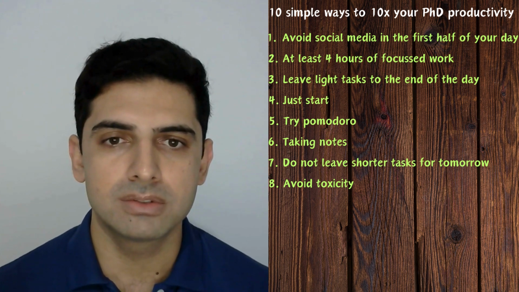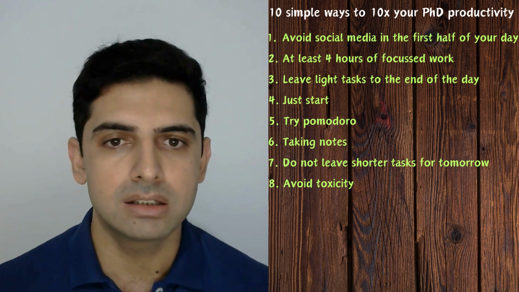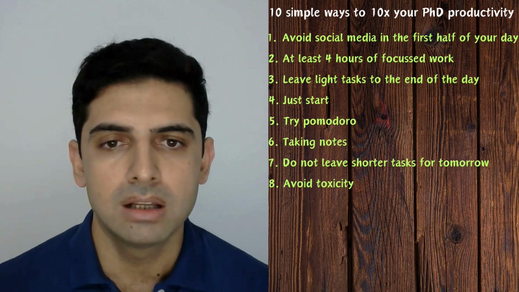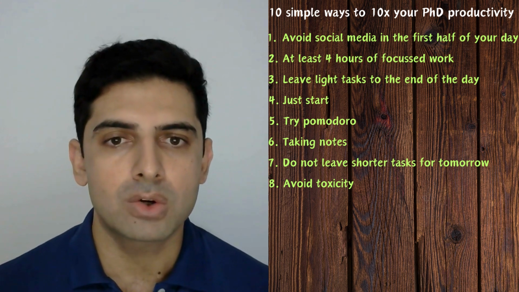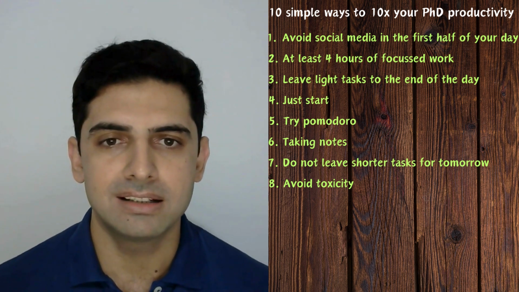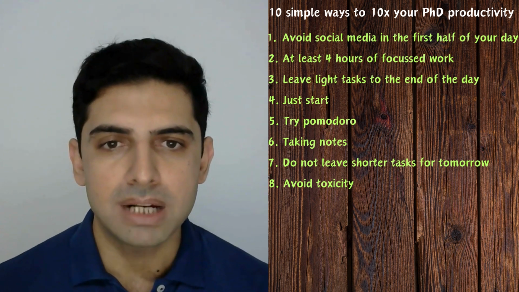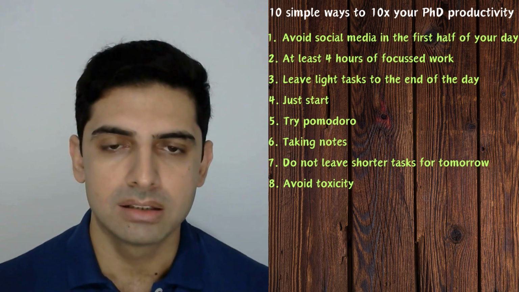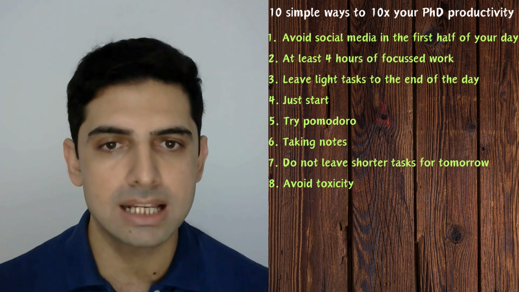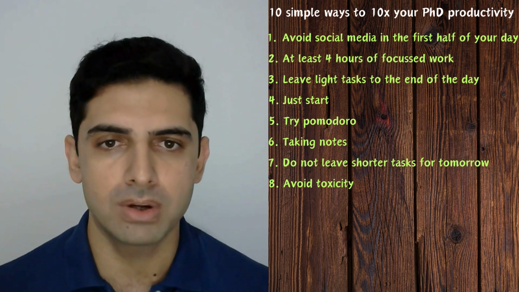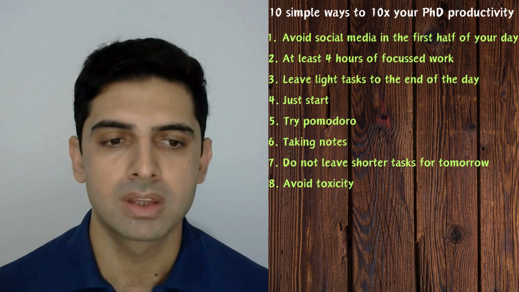Number 8, avoid toxicity. Now, for PhD students, it's very important to have a very good focus. Now there are many activities, there are many people around us that can really distract us from our focus. So my suggestion is to identify these kinds of distractions, these kinds of toxicities, and as much as possible try to stay away from them. This will really help you to develop focus towards your PhD.